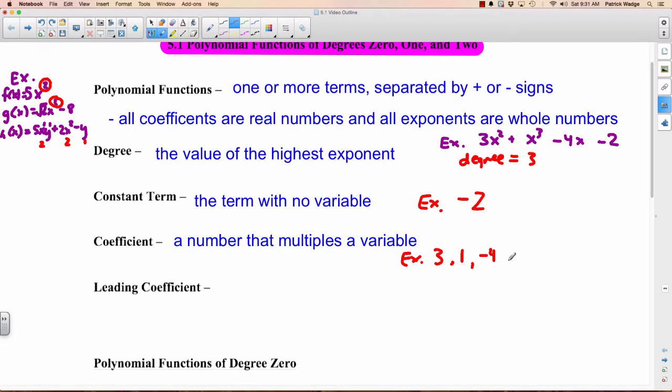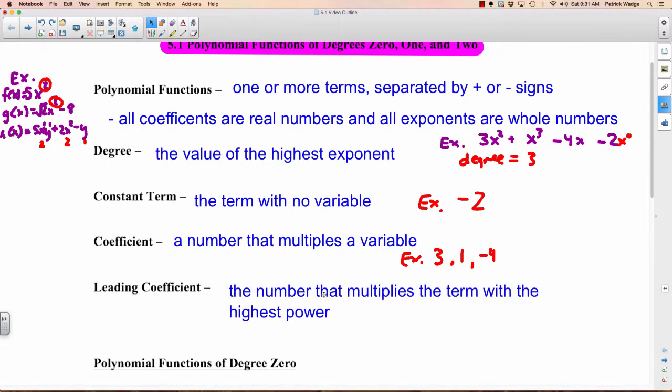Negative 2. Some books consider negative 2 a coefficient. I don't like that. The reason you can consider it a coefficient is because you could consider this as multiplying x to the 0 power, but I prefer to think of negative 2 as the constant and not as a constant and a coefficient. The leading coefficient is the number that multiplies the term with the highest power. So when you see leading, often you think it's the first one, but in this case it's not.